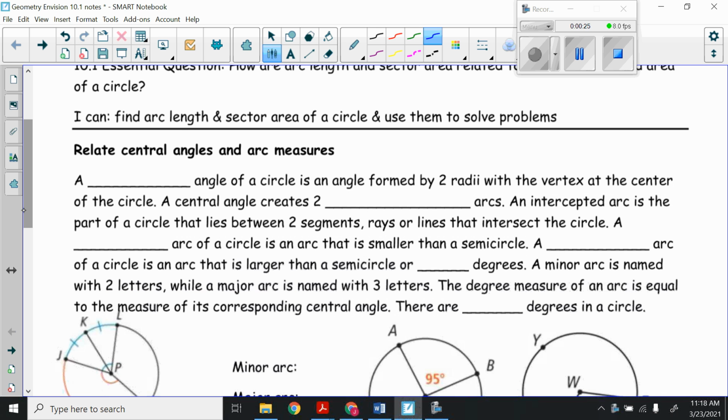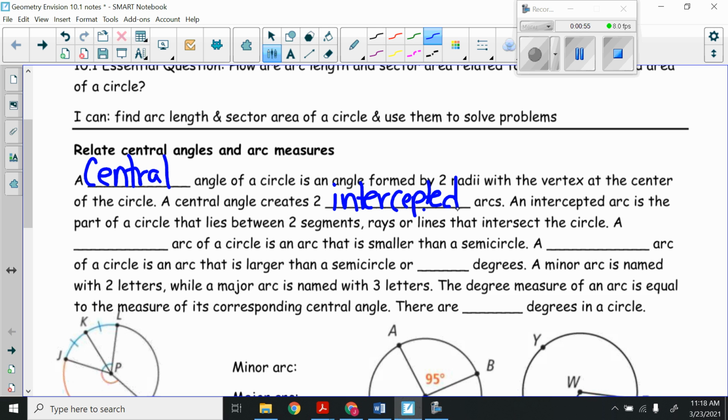A central angle of a circle is an angle formed by two radii, that's the plural of radius, with the vertex at the center of the circle. A central angle creates two intercepted arcs. This is intercepted. An intercepted arc is the part of a circle that lies between two segments, rays, or lines that intersect a circle.